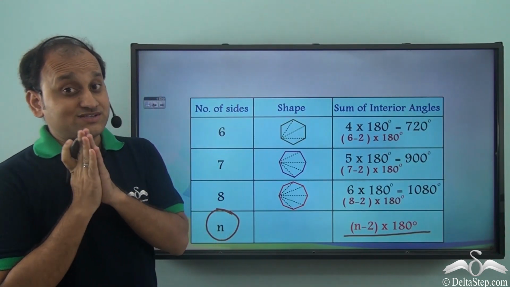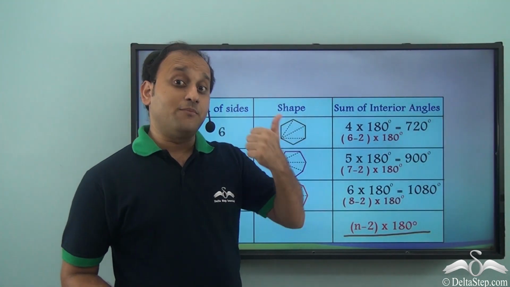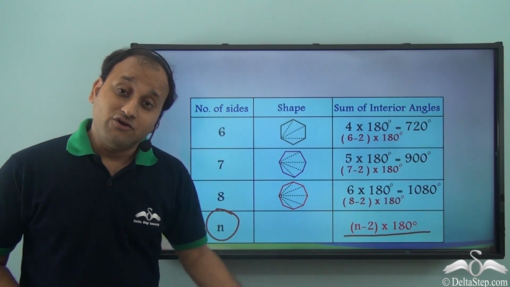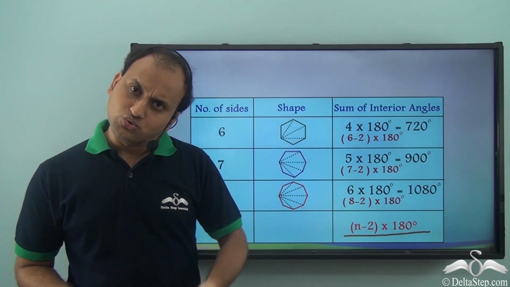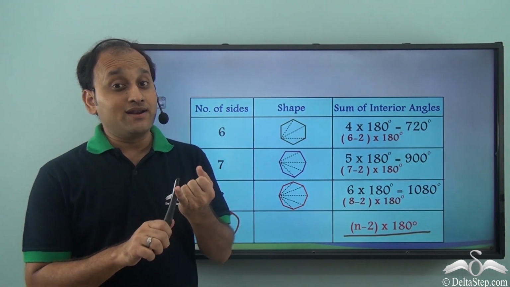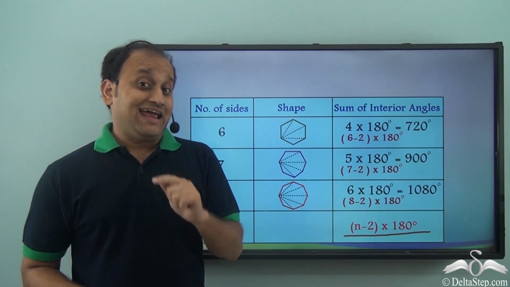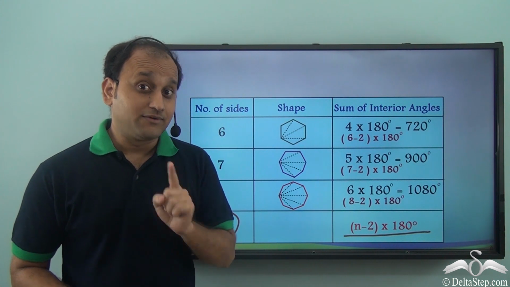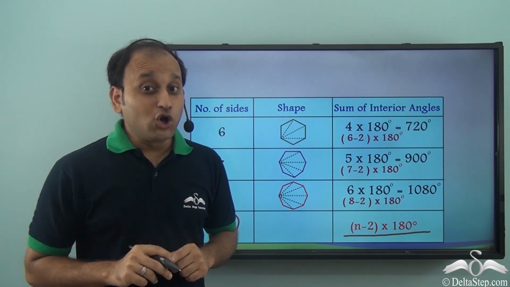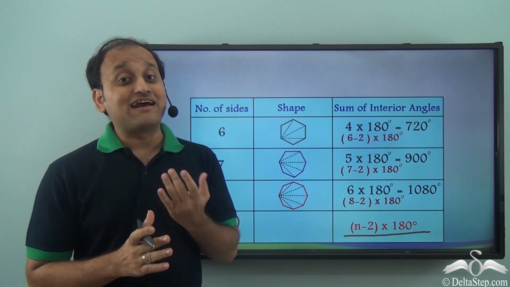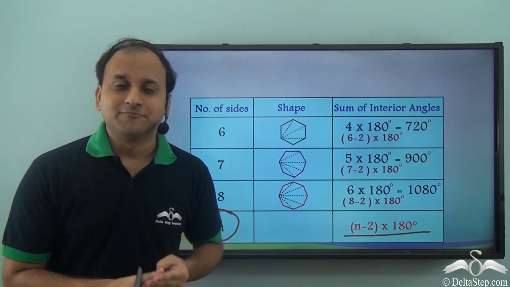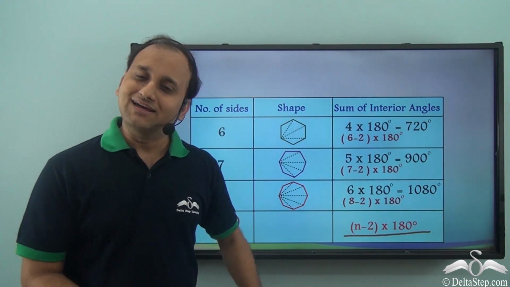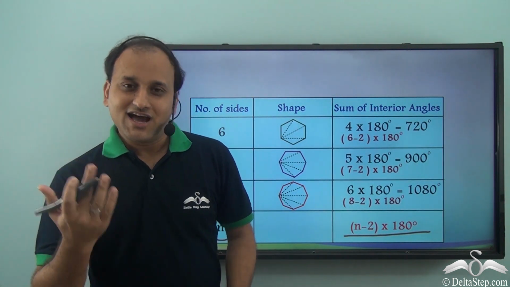Now you have to notice one thing. We started from 3 and then we went up ahead. So why not for 1 or 2 sides? Because if you have 1 or 2 sides, then it cannot be a polygon, because a polygon has to be closed, isn't it? So you need to have at least 3 sides. Only then you can have a polygon. Less than that will not be a polygon, and this formula will not apply.